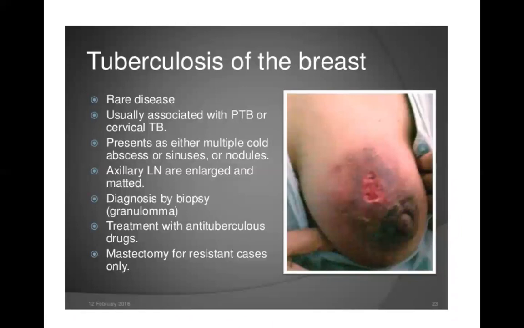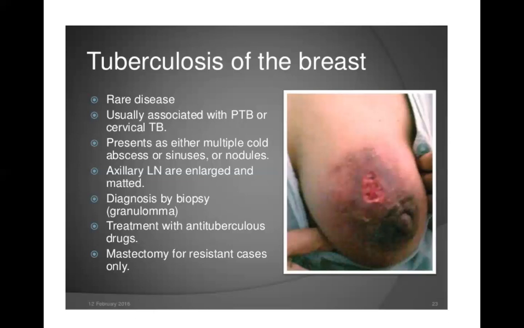The most probable diagnosis is tuberculosis of the breast. This is a rare disease, but it is not that rare in our part of the region. It is usually associated with pulmonary tuberculosis or cervical tuberculosis. It presents as either multiple cold abscesses or sinuses or nodules. Axillary lymph nodes are enlarged and matted.